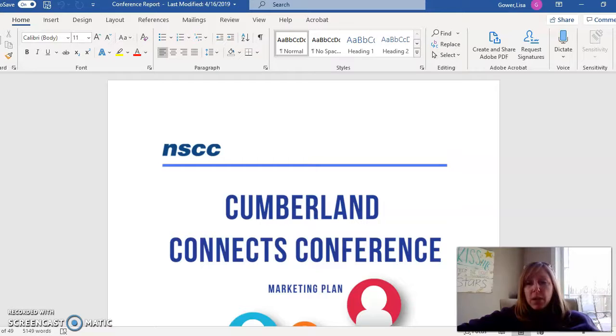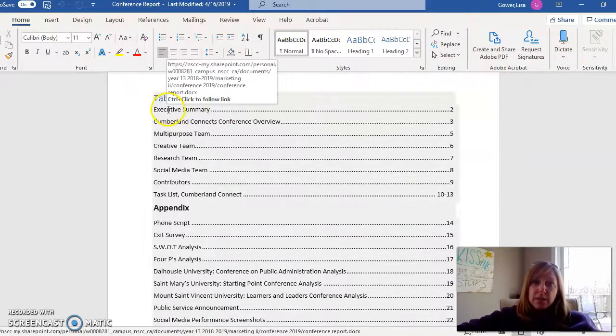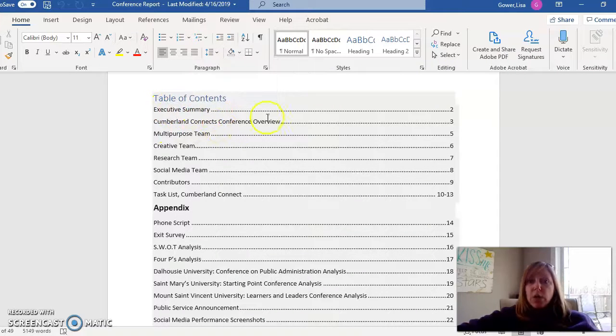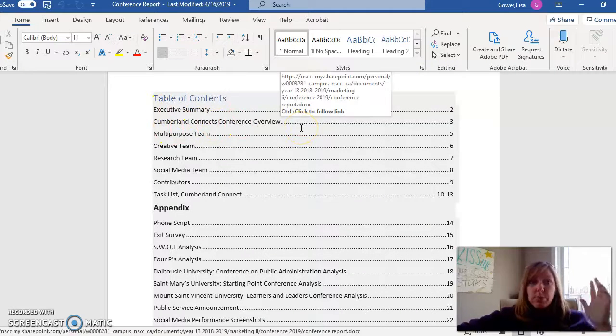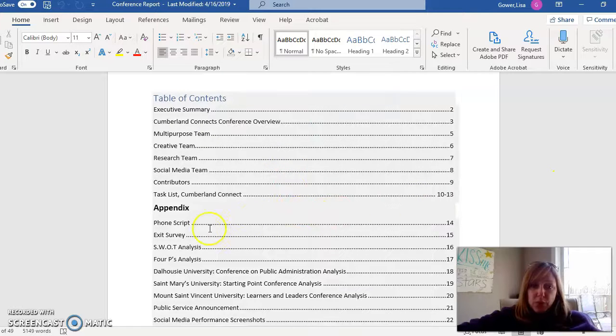Students did a Cumberland Connects conference, and I've showed you a lot of these when we were in class. I brought the physical marketing plans in to show you. There's their cover page. Always expect a table of contents next. And again, you'll see an executive summary, an overview of their event or product, their SWOT analysis, their 4 Ps, their market research.